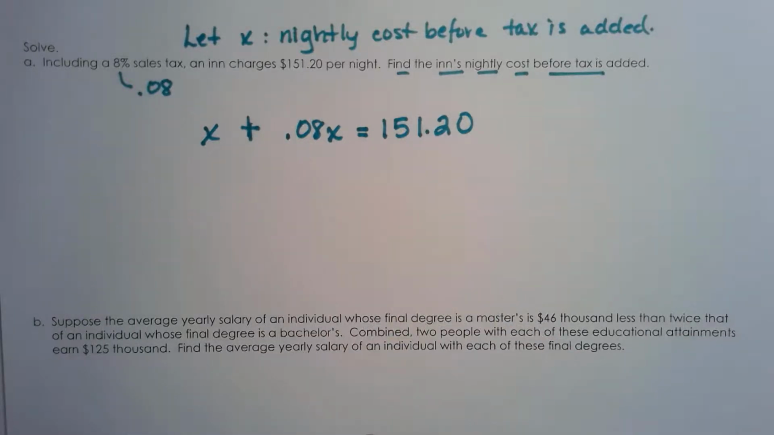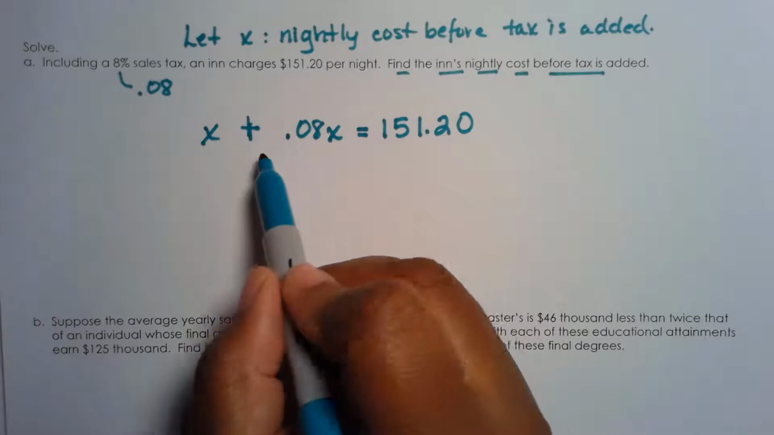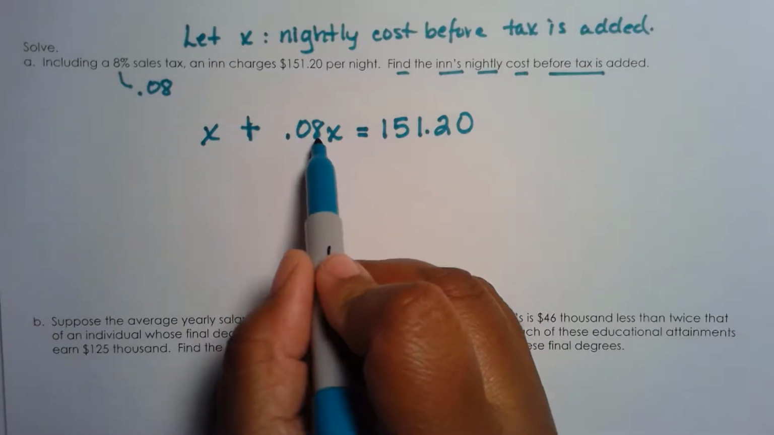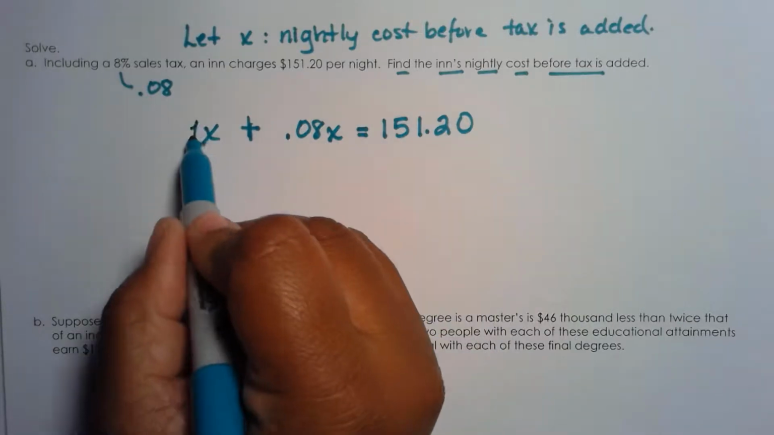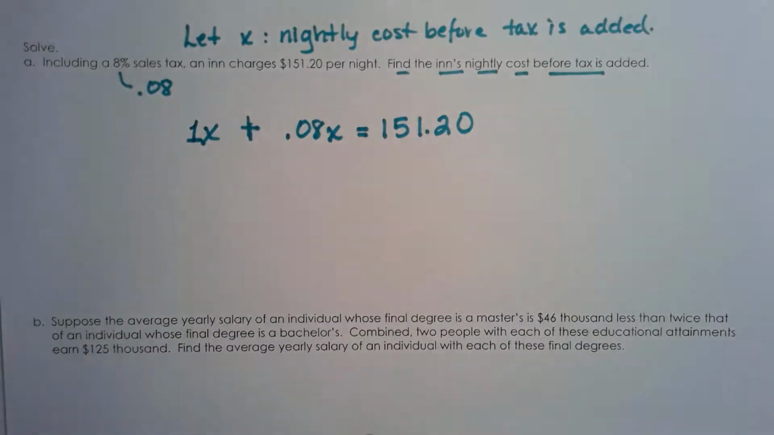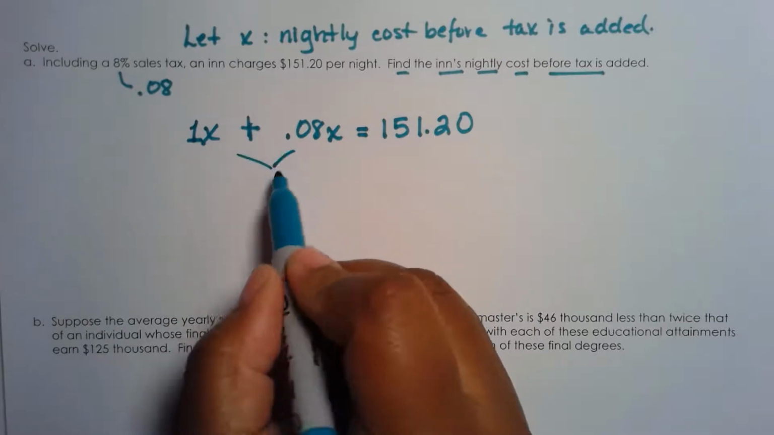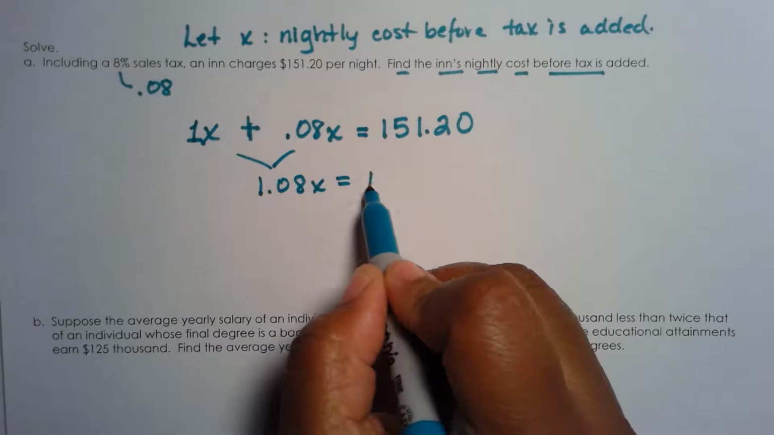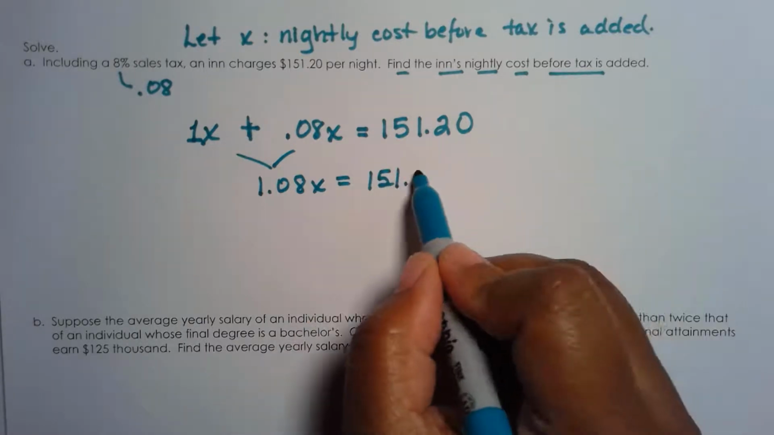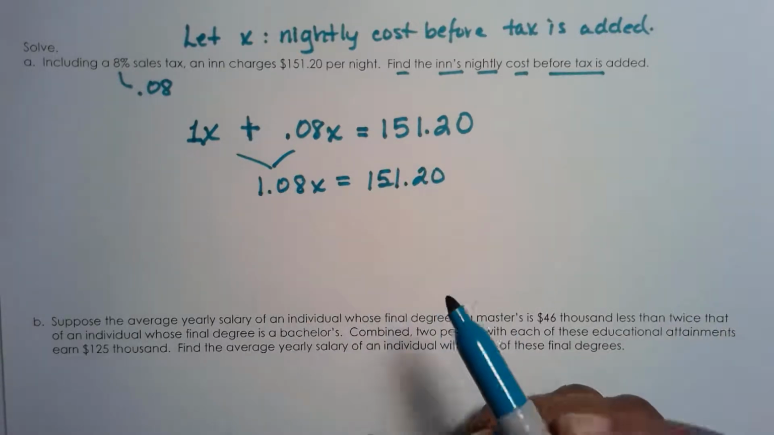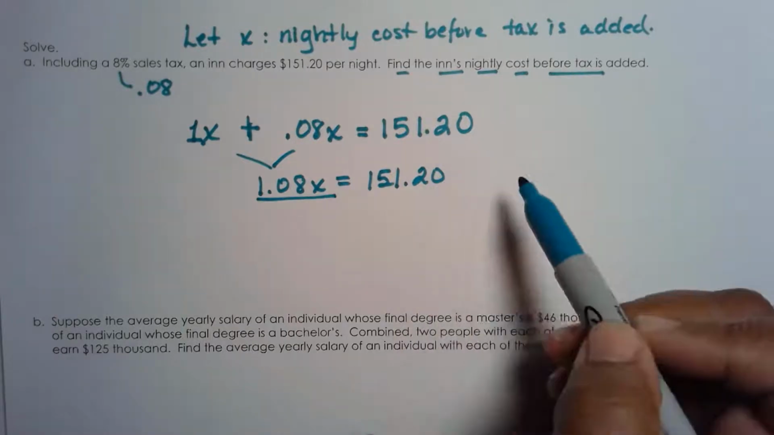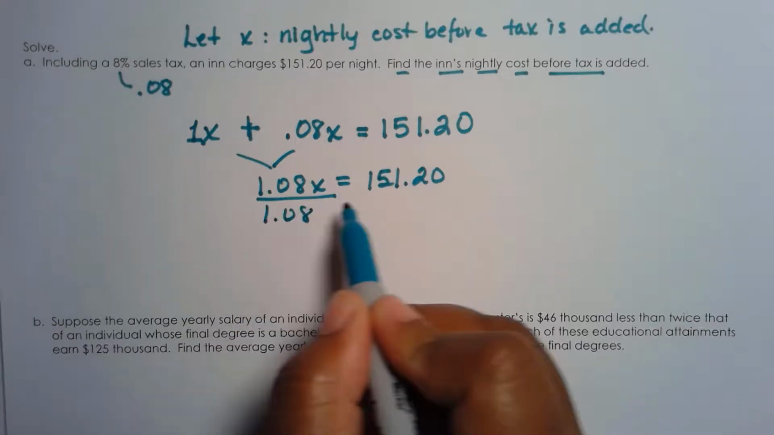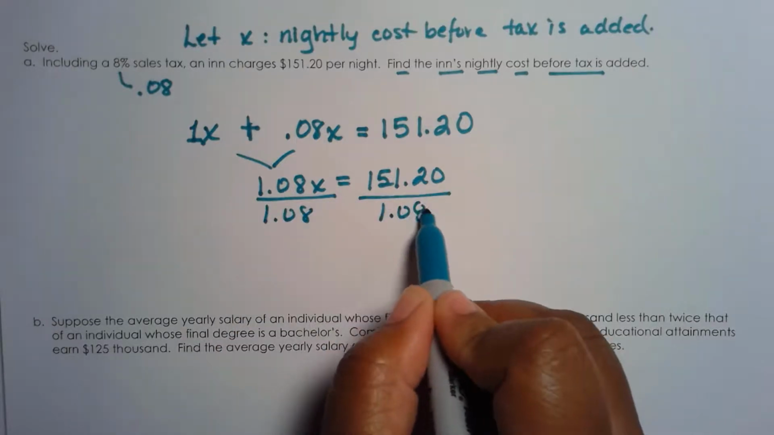This is our equation. Now on the left hand side, add your like terms. We have X plus 0.08X. This X, remember, is considered as 1X. Add these together. We have 1.08X is equal to $151.20. And to find the nightly cost before taxes added, we're going to divide 1.08 to both sides.